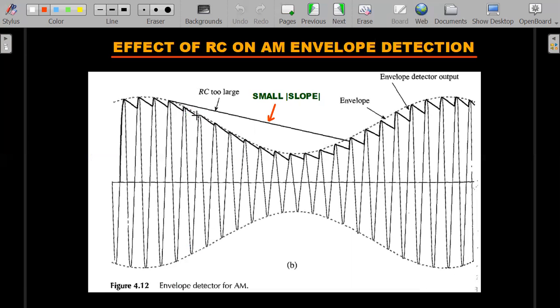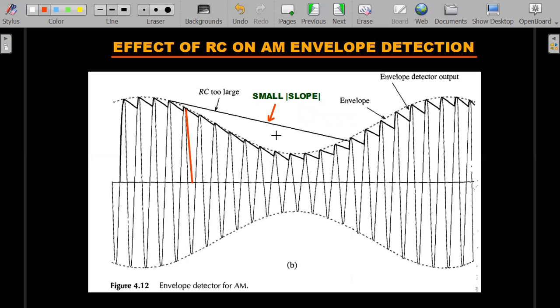If RC is too small, then just follow my lead here. From this position, if RC is too small, instead of hitting the peak like this, if it decays too quickly, then it will fall to zero immediately. Instead of following the envelope, it will not give you the desired result. You want it to follow this envelope because this is your message.